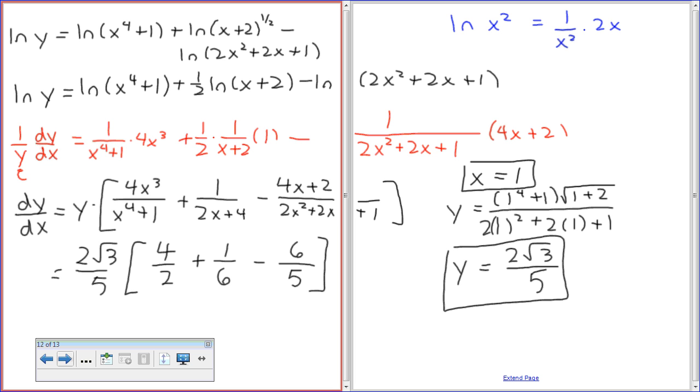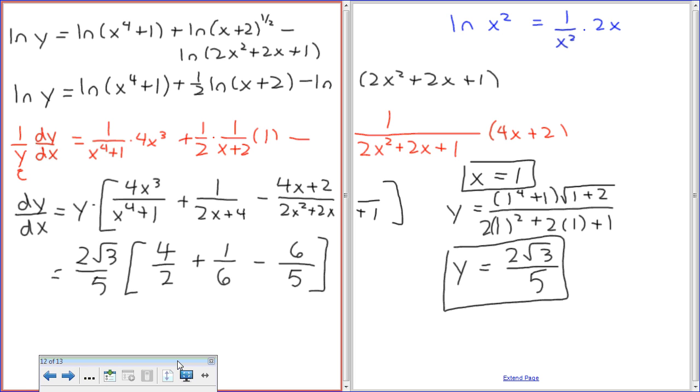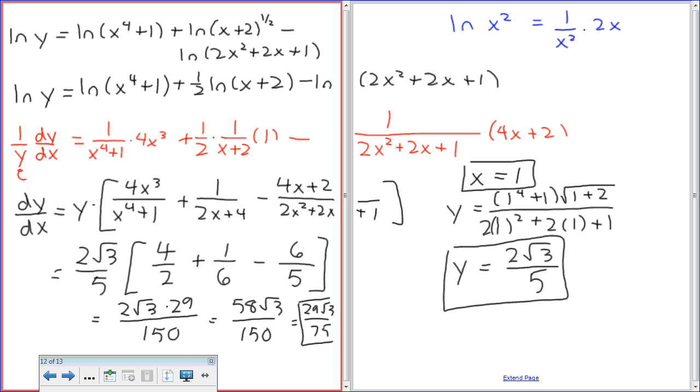2 root 3 over 5. So this all equals, and mine was something. You want it in that? Fraction, please. There's a fraction button on the calculator. Well, I cleared it down. It's 29, without the 2, over 150. So that's 58 root 3 over 150, which is 29 root 3 over 75. I'll make it work out nicer on your test. I thought I did make it work out nicely, but I made a mistake.